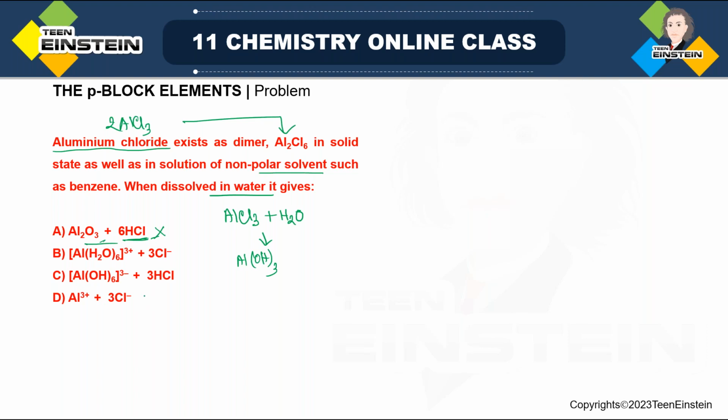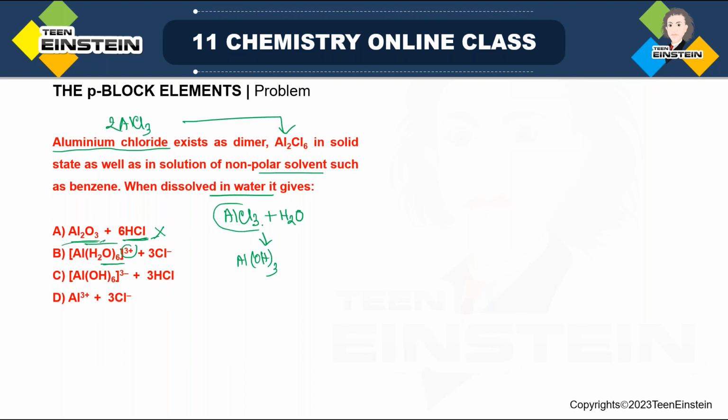Only in the first option you have neutral molecules, but this type of molecule is not found. When there is reaction with H2O, we have seen there is Al(OH)3 formation and HCl formation. So this is not correct. And the second one is saying that aluminium is surrounded by 6 water molecules, 3 positive charge and 3 Cl minus. This is actually correct. Why?